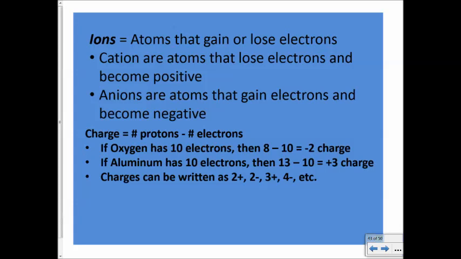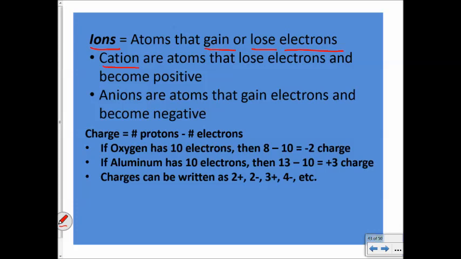So a couple definitions to write down on the notes because I know they're not in there. Ions: atoms that have gained or lost electrons. Now there's 2 types, and please say these correctly. This is called a cation. It's not a cation, it's a cation. Okay, cations are ones that lose electrons and have positive charges.